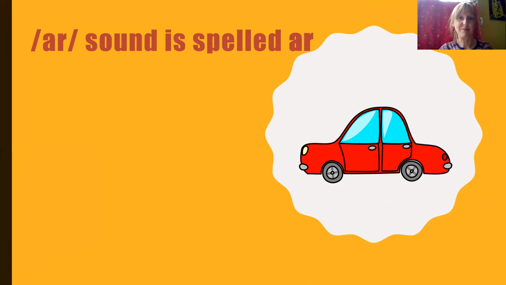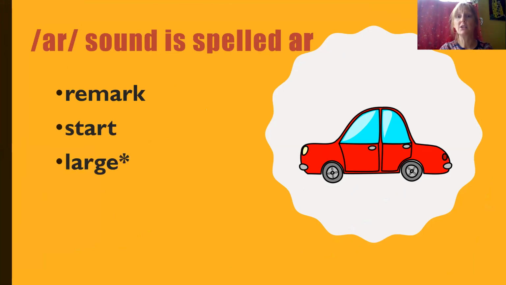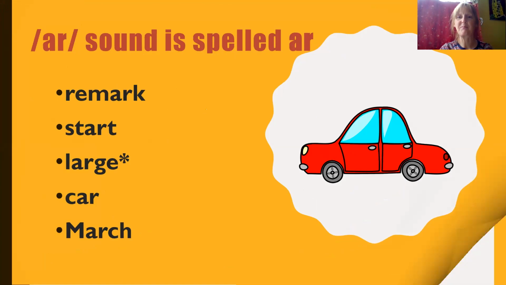The AR, as I said before, is spelled A-R. Like remark, doesn't matter where it shows up in the word. Start, large, car, and march. We have a capital M because we're talking about the month. But the word to march or march in place is also spelled the same, just with a lowercase m.